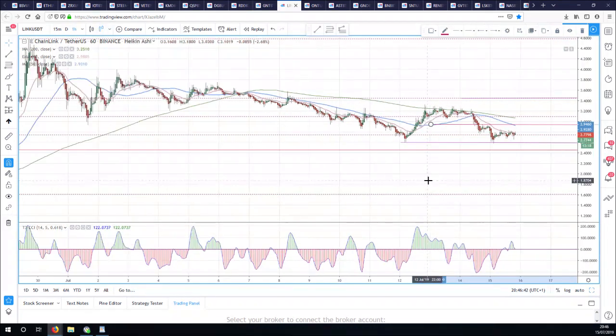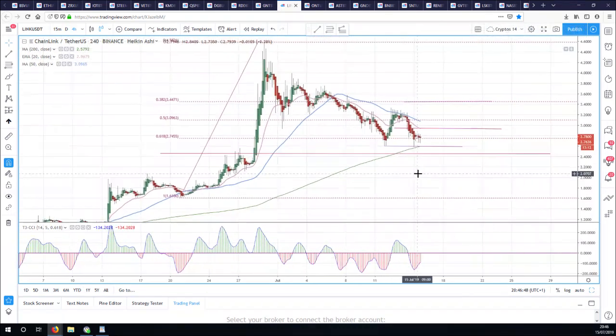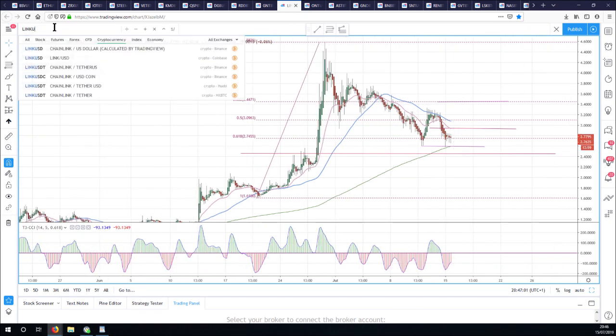Lower time frame, let's see. I'm looking, no, maybe not 15-minute, but 4-hourly. There's our double bottom, potentially 200. So we just need to see us start turning up higher from here. At the moment, we've just paused at a maybe level. So that's Link Tether. Let's see Link Bitcoin.